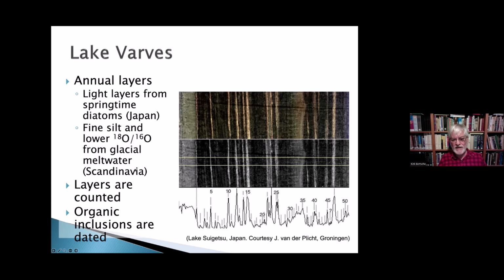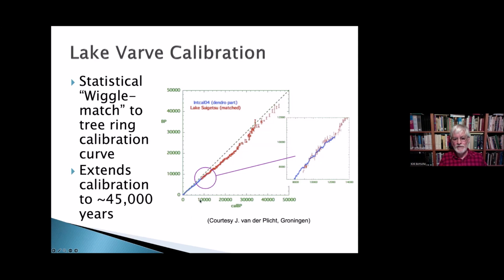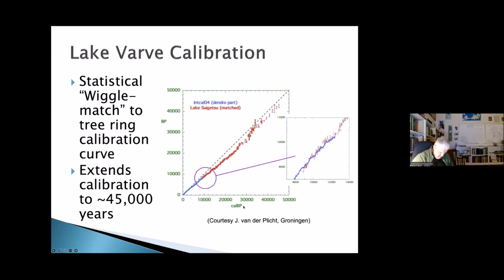And then there's one in Scandinavia that they can see annual layers because of the silt that comes in from glacial melt. So going back with these, you count the layers, and then you find little organic inclusions, little pieces of twig or something that fell into the lake. You carbon date that, and then you have a carbon date going back many more years than you can get with actual tree rings. And so from that, we've been able to extend the radiocarbon calibration to about 45,000 years. So this is a bit of an older plot.